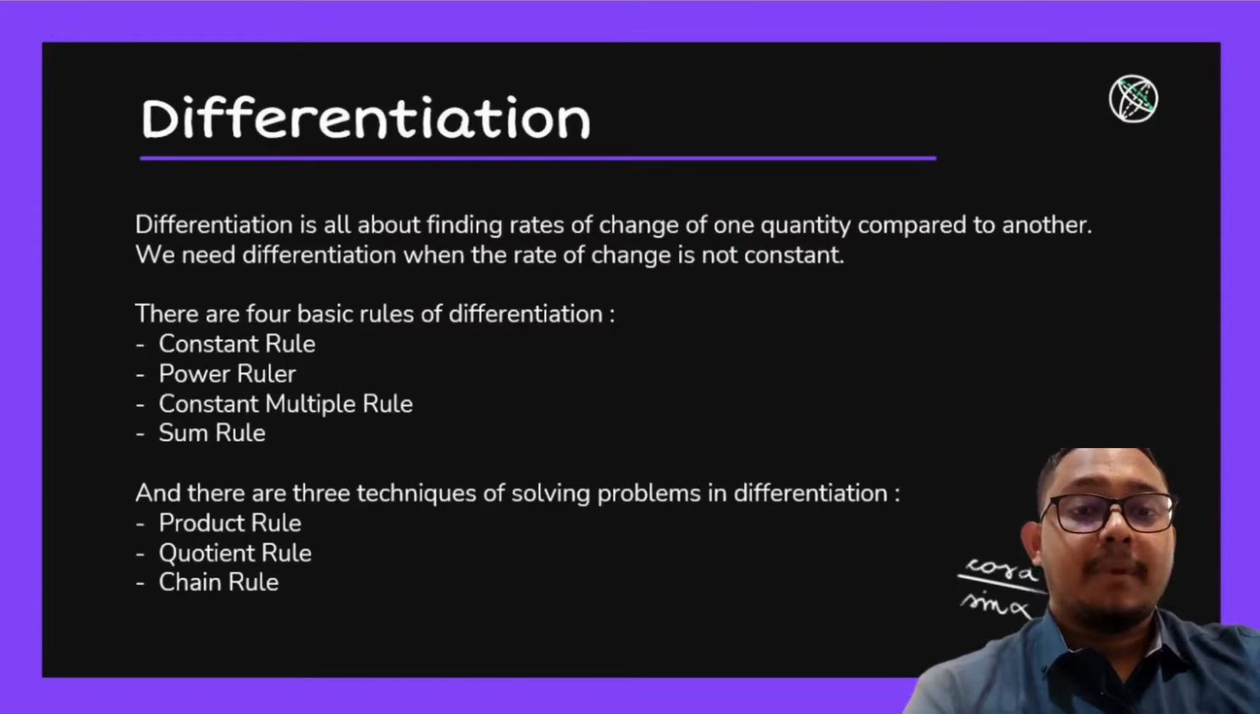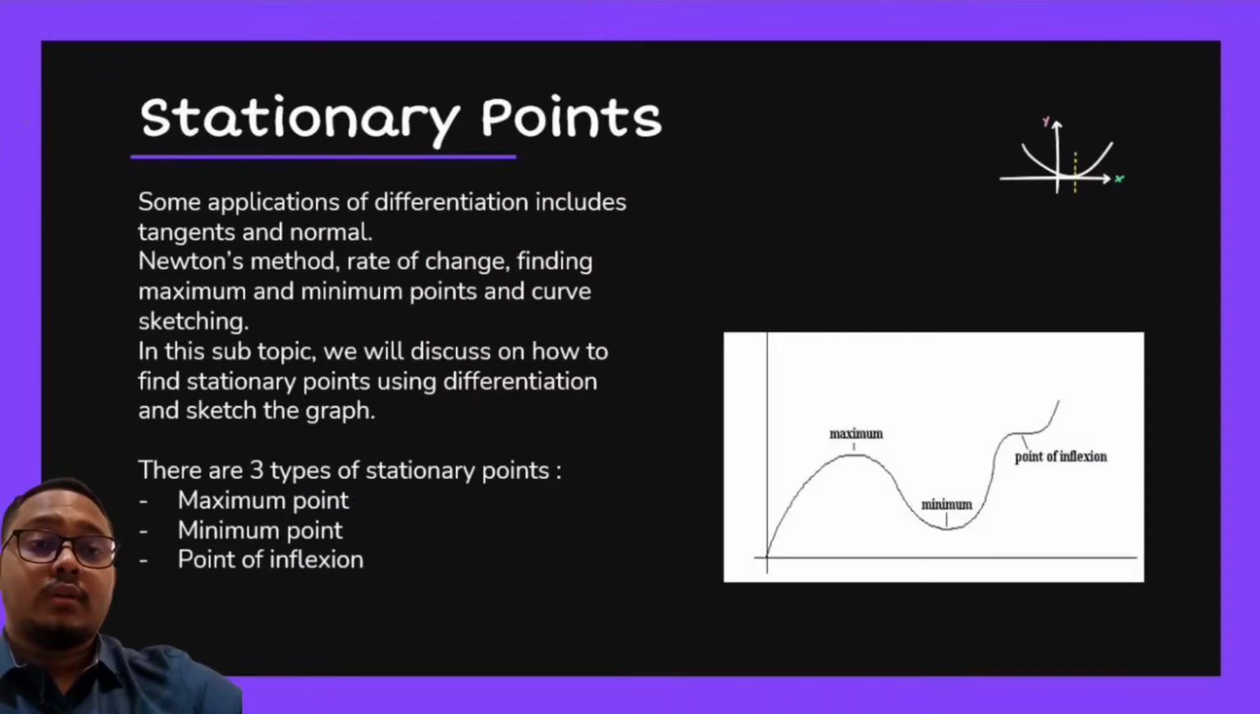There are four basic rules of differentiation: the first one is the constant rule, the second one is the power rule, the third one is the constant multiple rule, and lastly the sum rule. And there are three techniques of solving problems in differentiation. The first one is the product rule, the second one is the quotient rule, and the third one is the chain rule. We will talk about stationary points and rate of change.